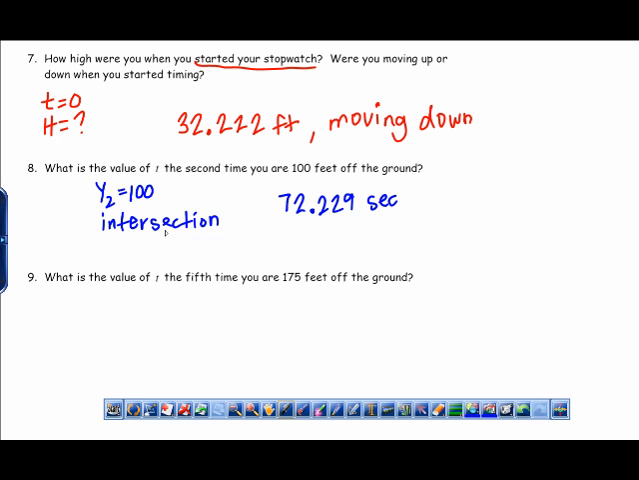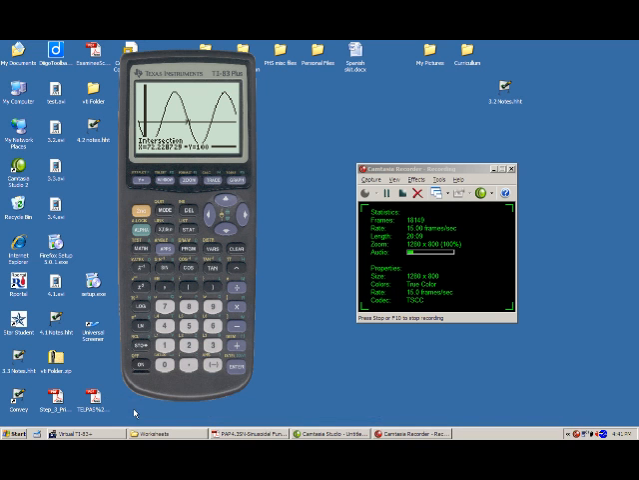Okay, what is the value of t the fifth time you are 175 feet off the ground? This is pretty similar to the one we just did. We're going to go into y equals, and instead of 100, we're going to type in 175. Press graph. There's my sinusoid again, going up and down on the Ferris wheel. And it looks like I'm only going to be able to see the fourth intersection.